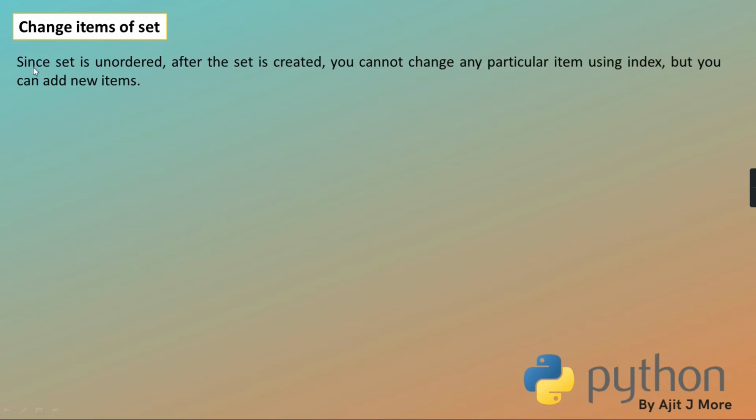Okay? See. So since set is unordered, after the set is created, you cannot change any particular item using set, unlike list. Like in case of list we could do it, it is not possible for set. But you can add new items. But whatever item you are going to add, again the sequence is not maintained. Means it will not add that new item in the same sequence. Okay? It will not add the items in the same sequence in which you have given. Clear?